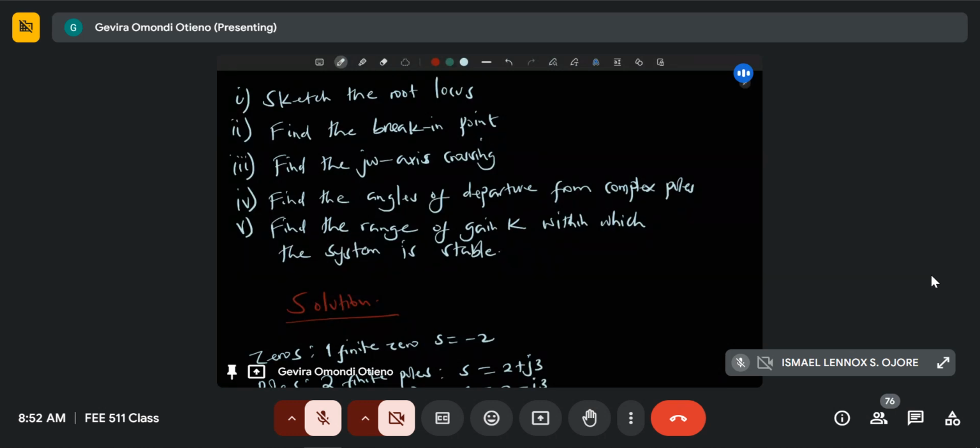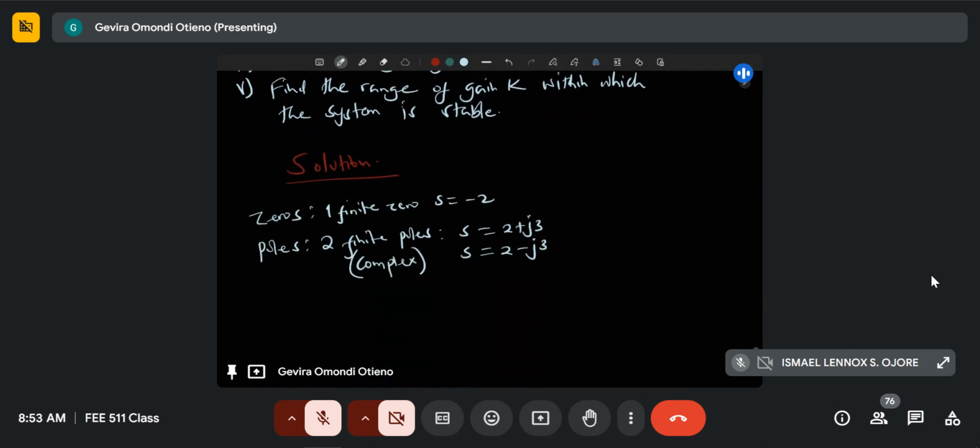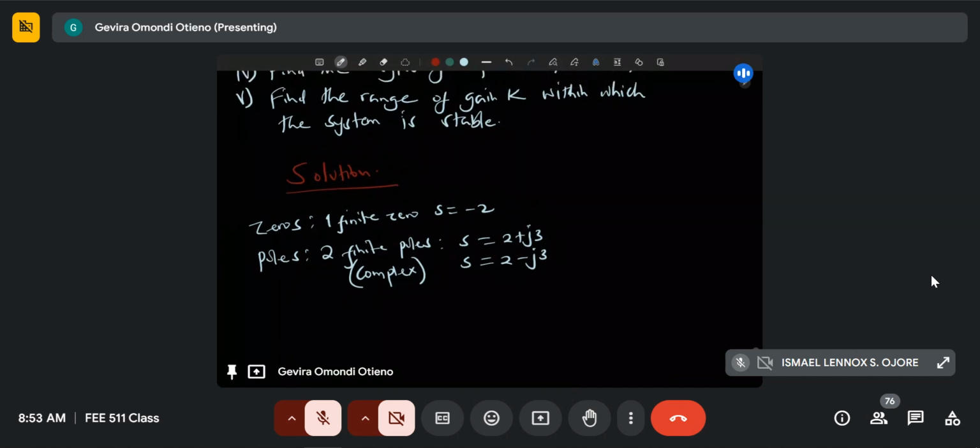Sketching means we just use the first 5 rules. We don't need to calculate anything. We just need the first 5 rules. So here is a sketch.